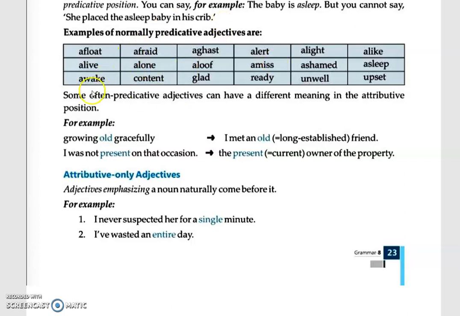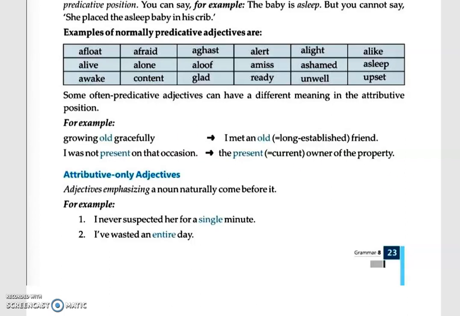Some often predicative adjectives can have a different meaning in the attributive position. Okay, so we said attributive position, that is when the adjective is placed before the noun. So look at these examples. Growing old gracefully. I met an old, long-established friend. I was not present on that occasion. The present is the current owner of the property. So look at the way the adjectives are used here. They are predicative adjectives, but they have a different meaning in the attributive position.